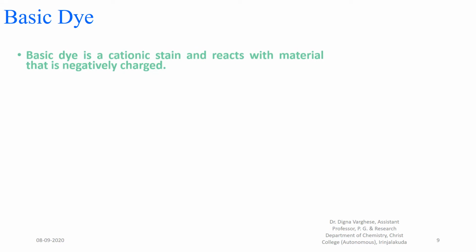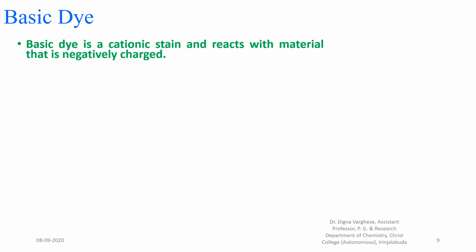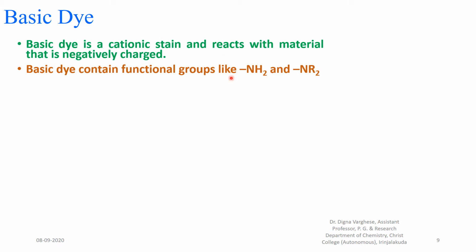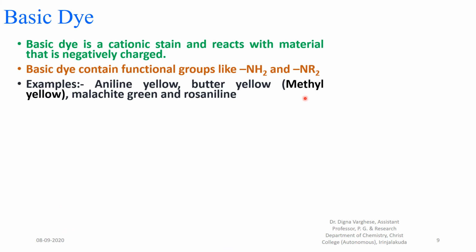Basic dye. Basic dye is a cationic stain and reacts with materials that are negatively charged. Basic dyes contain functional groups like the amino group and substituted amino group. Example: aniline yellow. We can see the structure of aniline yellow in the picture. It contains an NH2 group, that is the basic group, and two benzene rings connected by an azo group, that is N double bond N.